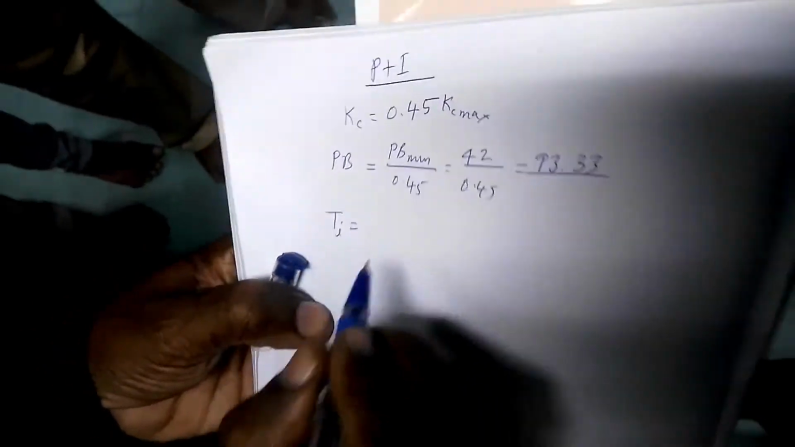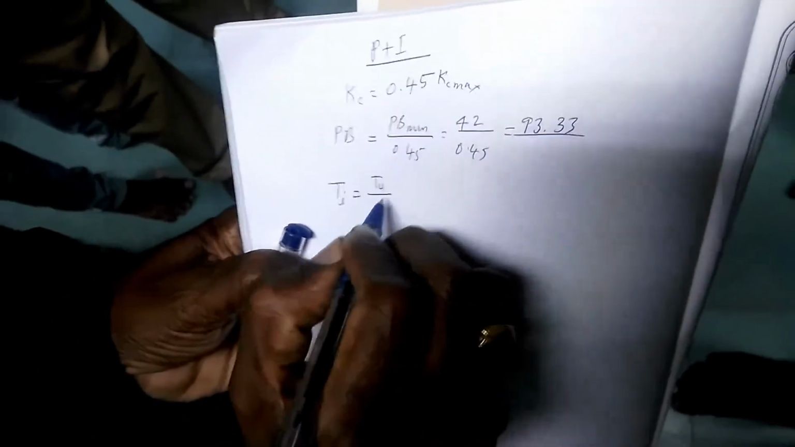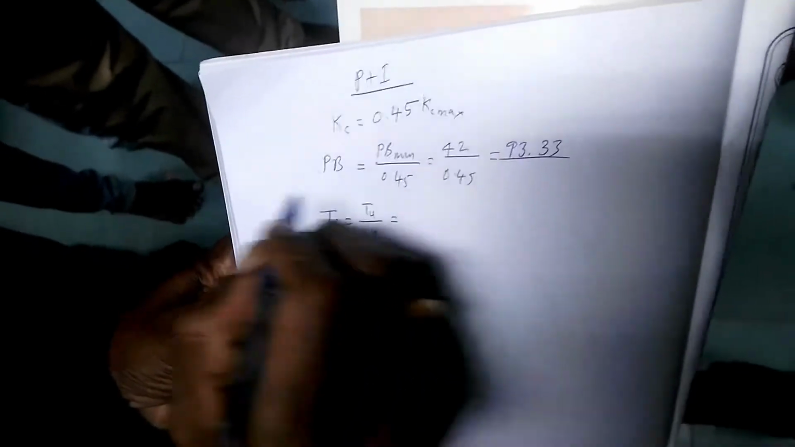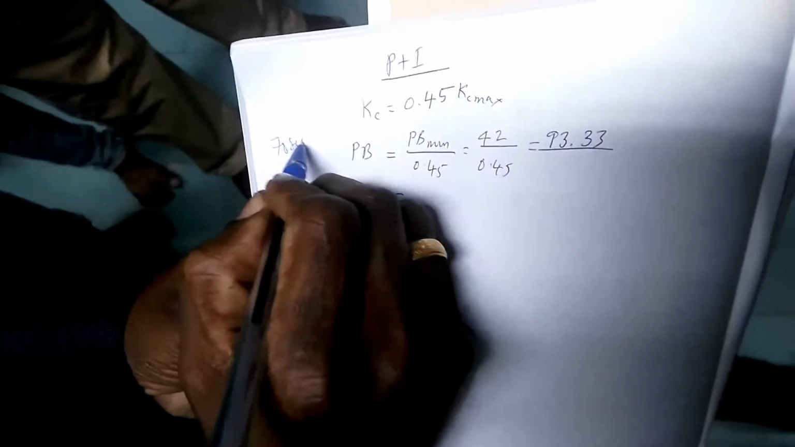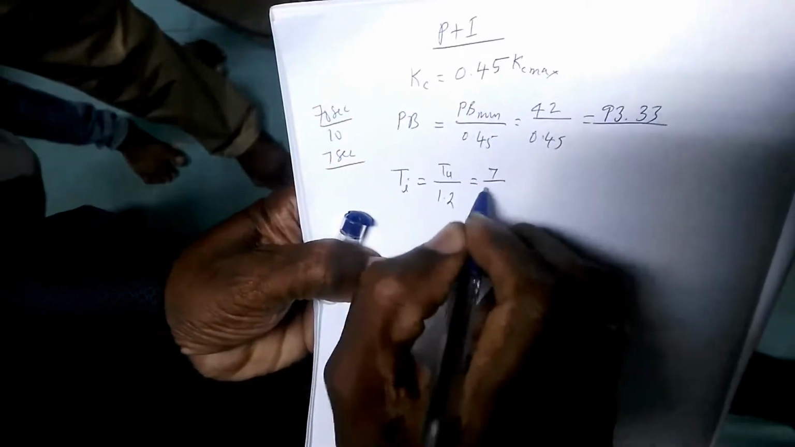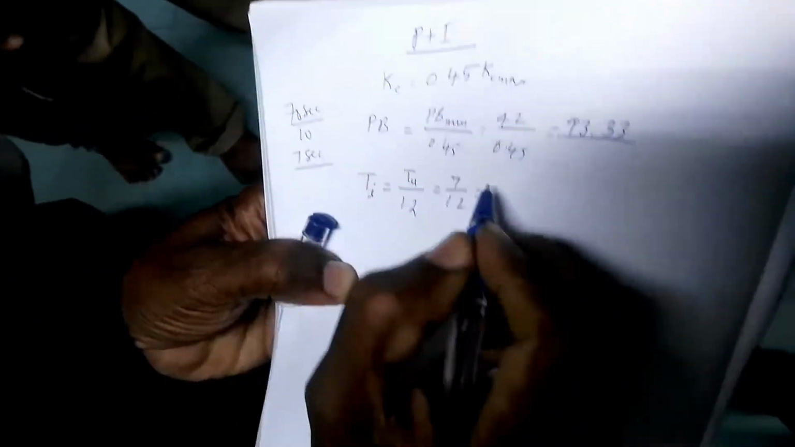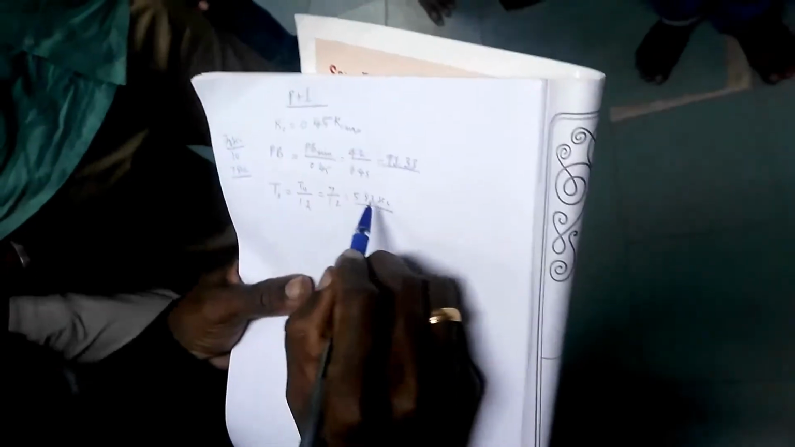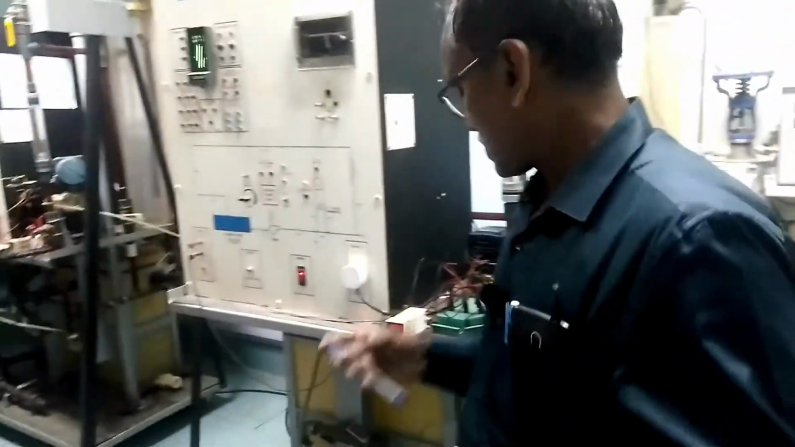Now we have to find the integral time, TI. TI equals PU divided by 1.2. PU equals how much? We have seen 70 seconds divided by 10 equals 7 seconds. Therefore 7 upon 1.2 equals 5.83 seconds, or about 6 seconds.